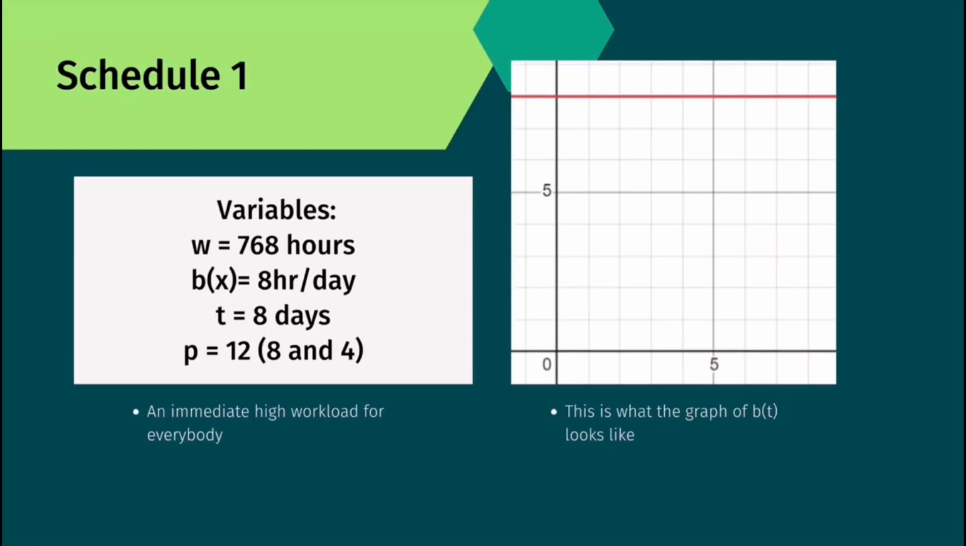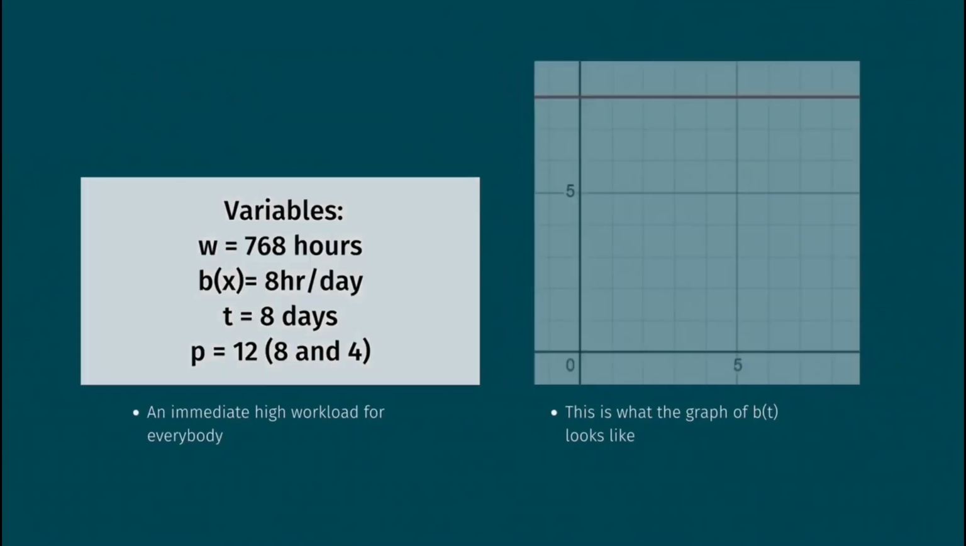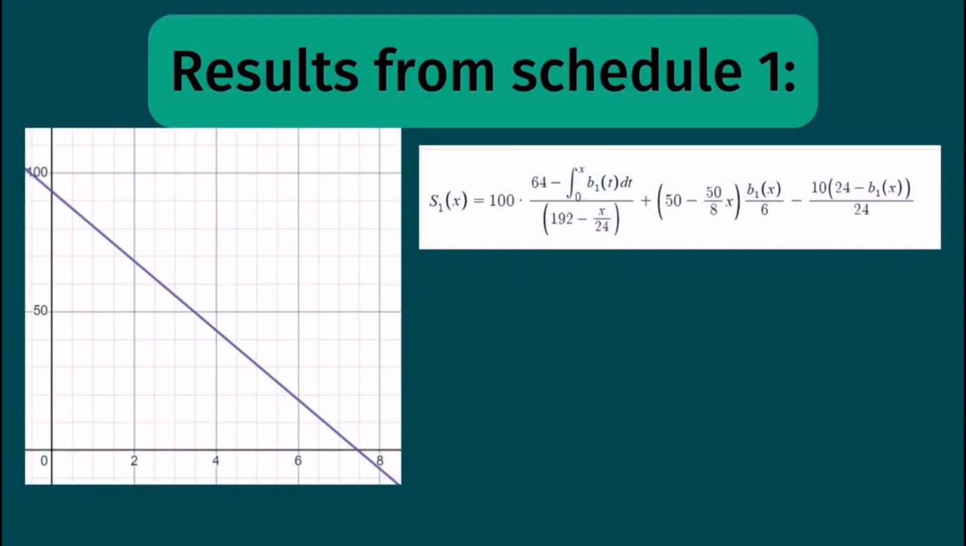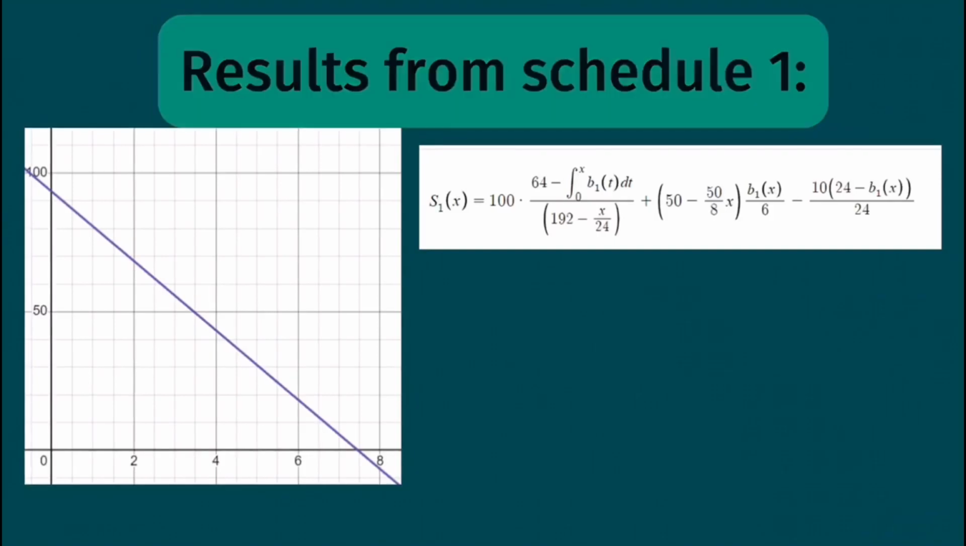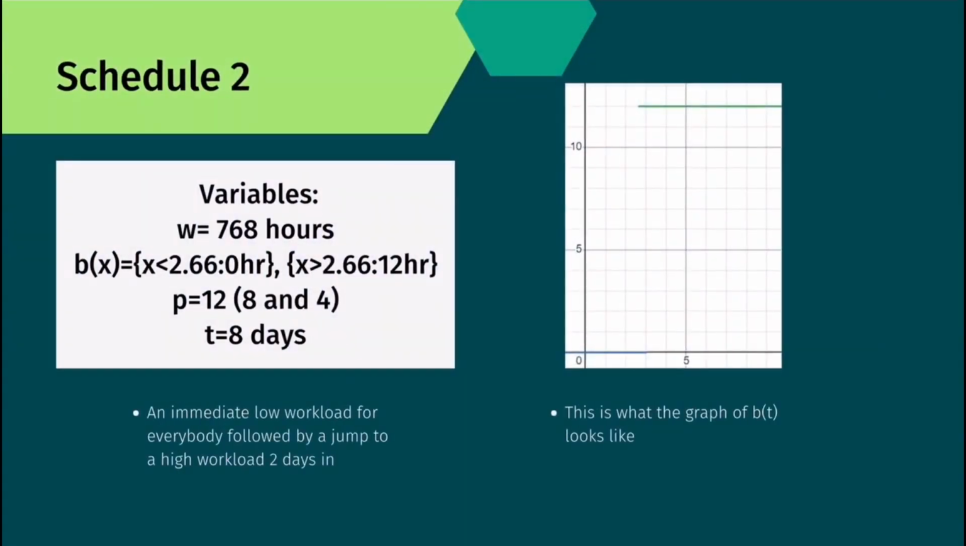We then graphed our results here by combining the equations into one large stress equation. As you can see, the amount of stress at the beginning is very high, but as time continues, the individuals are less and less stressed. The second schedule consists of a short rest, then immediately afterwards an increase in expected productivity.